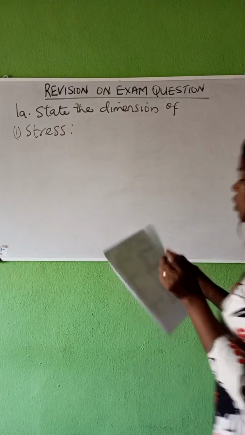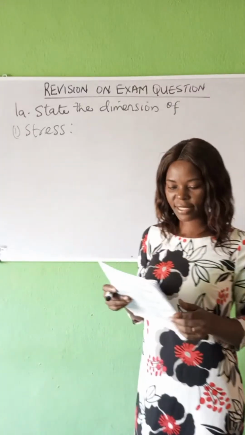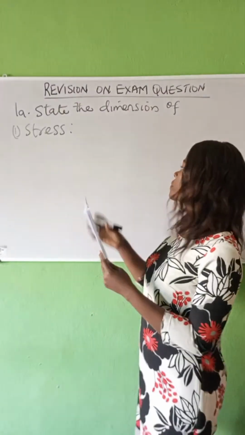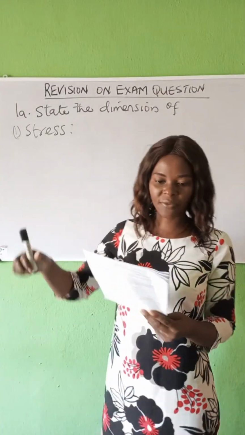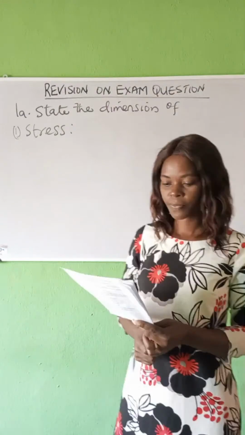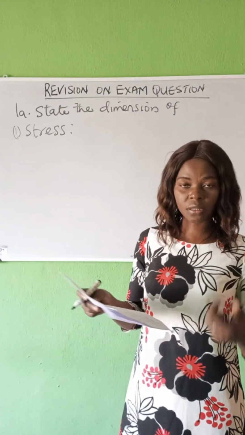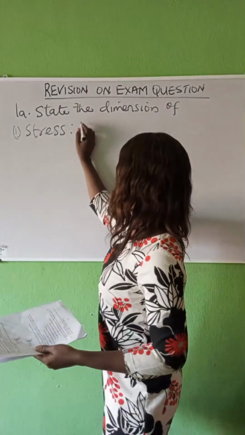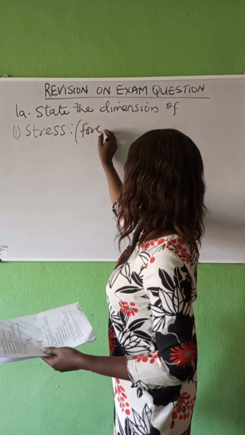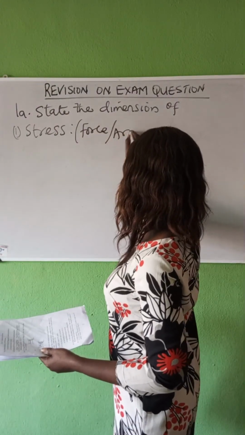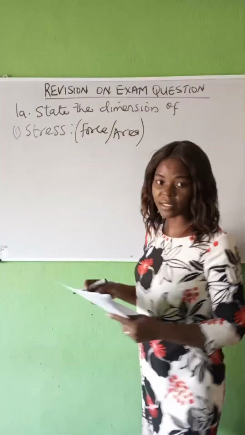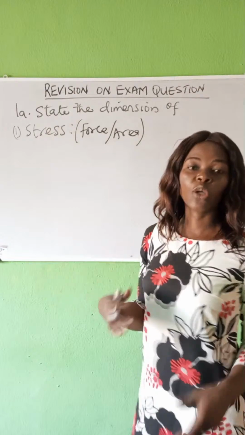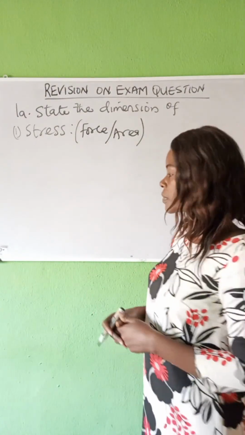All right, so number 1A question, the theory part. Like I said, I'm going to start with the theory. You have to state the dimension of the following, but the first one given is stress. So what is stress? What is stress? They even gave us the formula for stress. They say that stress is force divided by area, right? Now we are going to use this to get the units of stress and also get the dimension of stress. Now let's go.